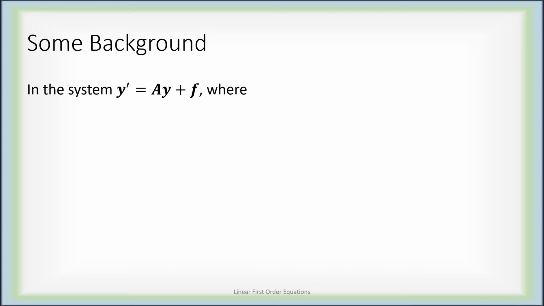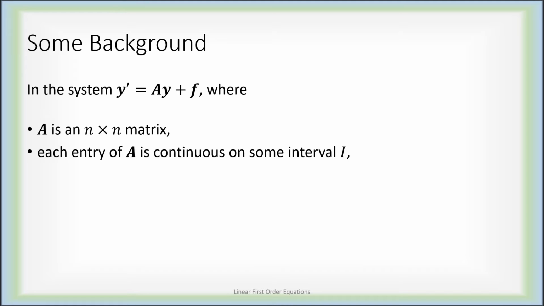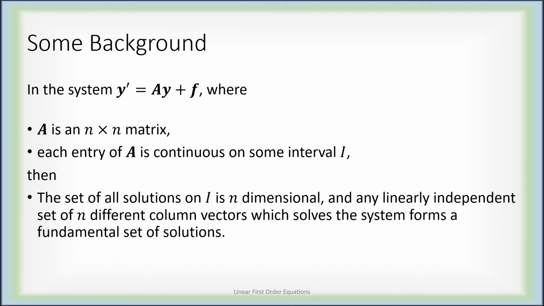All right, so let's suppose we have this general system, y prime equals Ay plus f, where A is an n by n matrix. All of the entries of A are continuous on the same interval I. Then the set of solutions on I is n-dimensional, and any linearly independent set of n different column vectors y which solve the system forms a fundamental set of solutions. So we have an n by n matrix here. If I can find n linearly independent columns that solve it, we're going to call that a fundamental set of solutions, and any arbitrary solution would be a linear combination of this fundamental set of solutions.